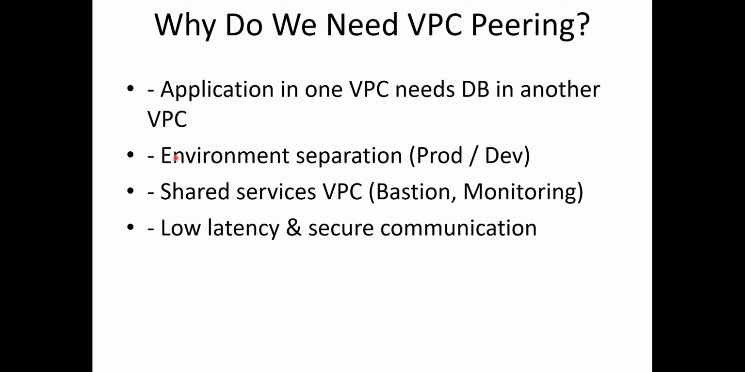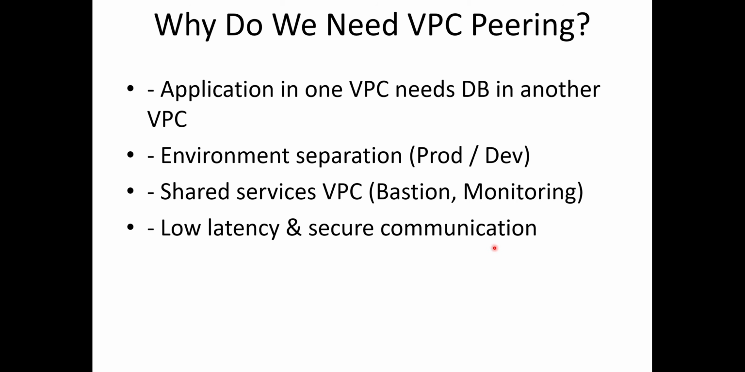We also have environmental separation, that is prod and dev. Sometimes your development team or software team wants to separate the prod environment and the development environment, which is a common use case. VPC peering can come in handy at that time, and we can have communication between the private networks. Another is shared services, like a VPC for bastion and monitoring. Sometimes we create a bastion to connect with our private network, and we also want to monitor our private network, so we can utilize VPC peering in that case.